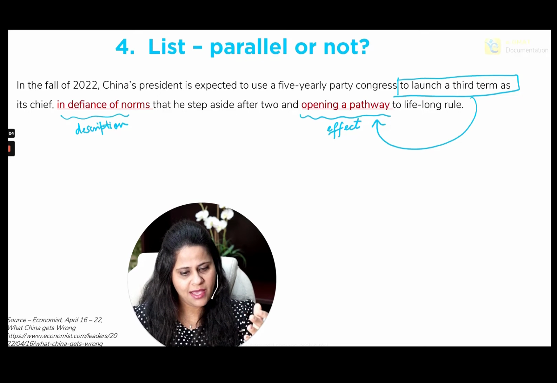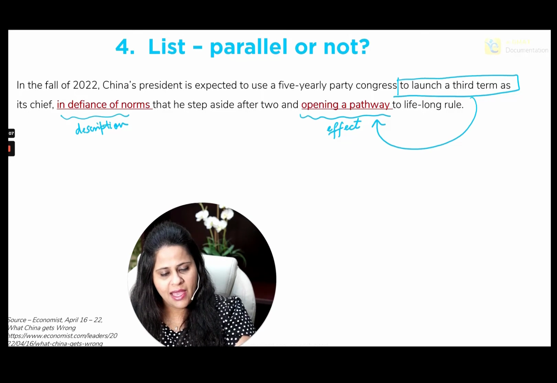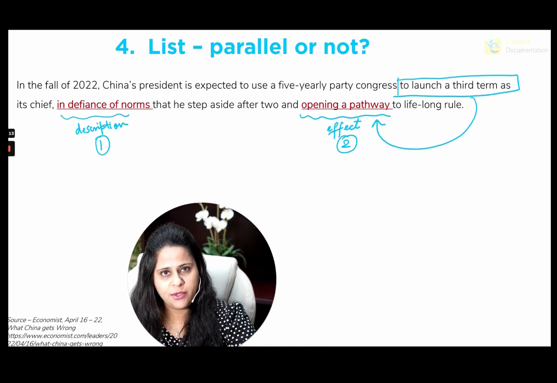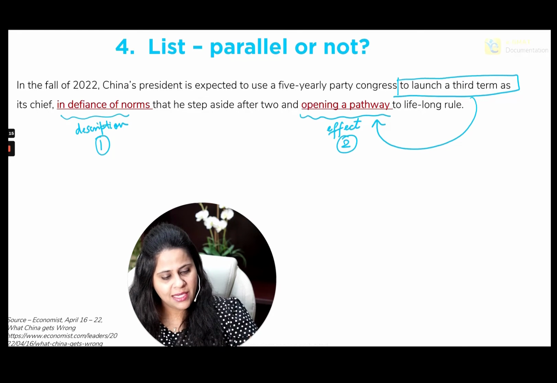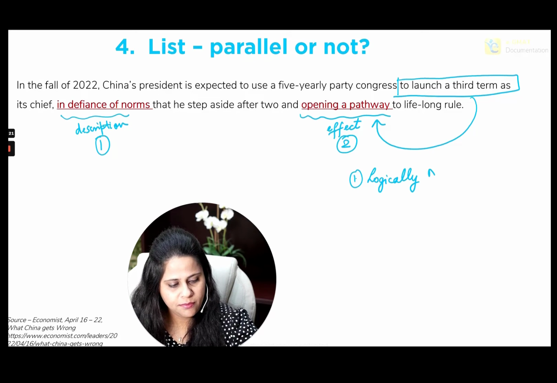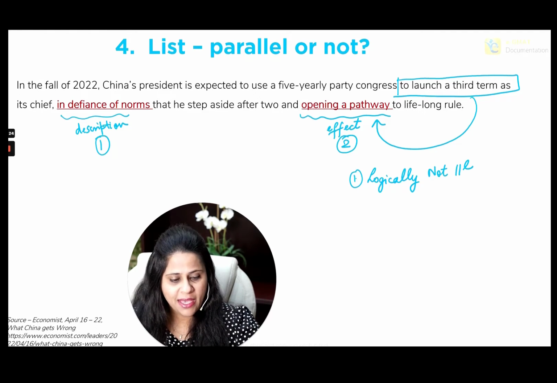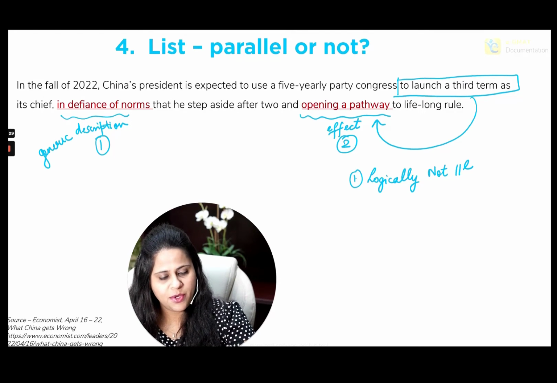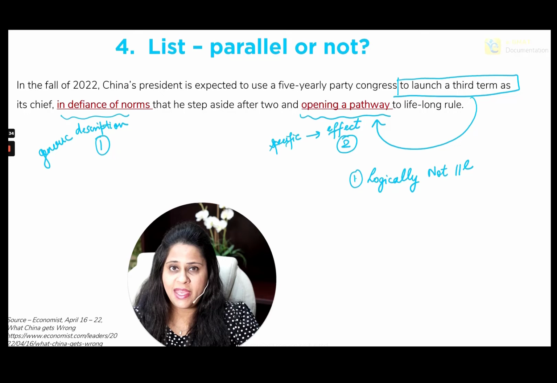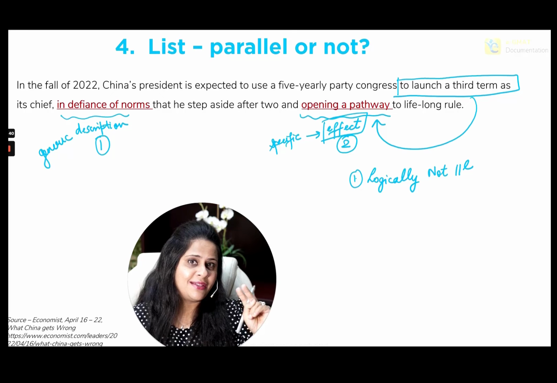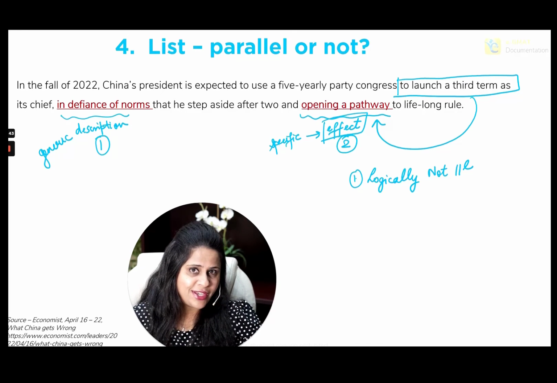So what you see over here is these two are seemingly in a parallel list. These two are element number 1 and element number 2 in a list, okay? But first of all, logically, these are not parallel. Okay, why do I say they are not parallel? Because the first element offers a generic description, whereas the second one offers a very specific description in terms of the effect, okay? Which means that these two are functionally not behaving the same way. Thus, they are not logically parallel.